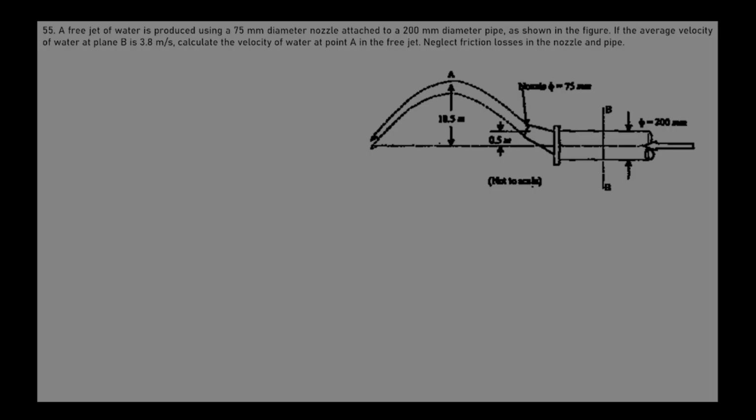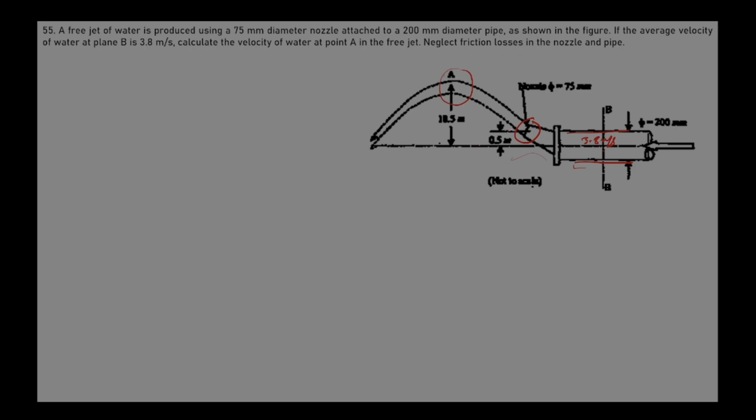This is very simple, but still we will solve it. A free jet of water is produced using a 75 mm diameter nozzle attached to a 200 mm diameter pipe. This is our nozzle and this is our pipe, as shown in the figure. If the average velocity of water at plane B is 3.8 meter per second, we have to find the velocity of water at point A.